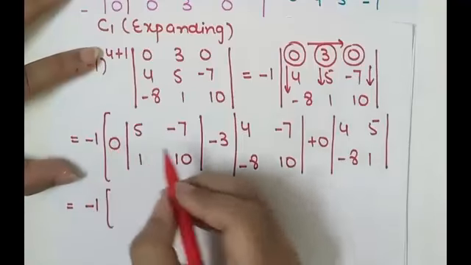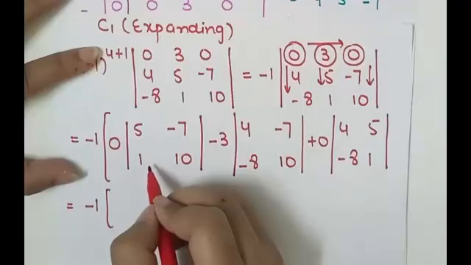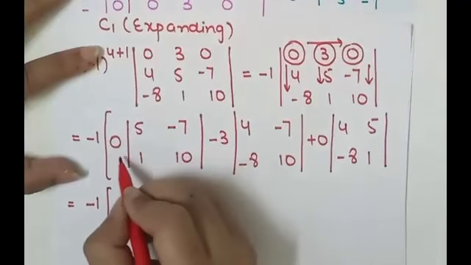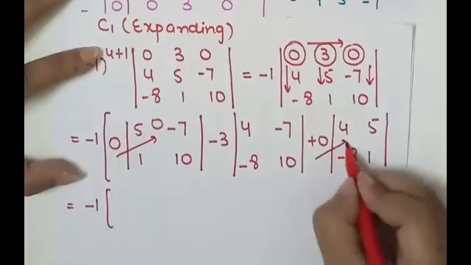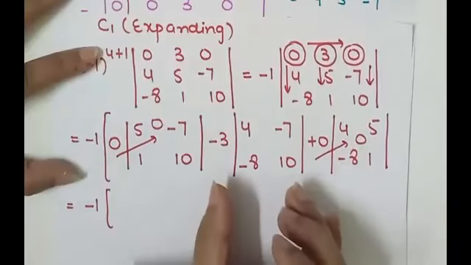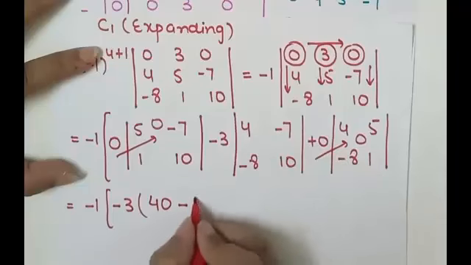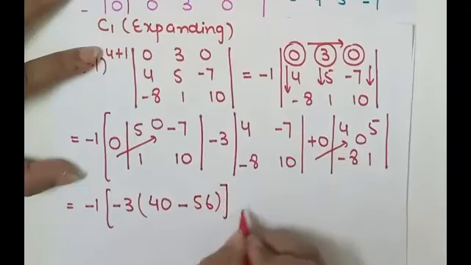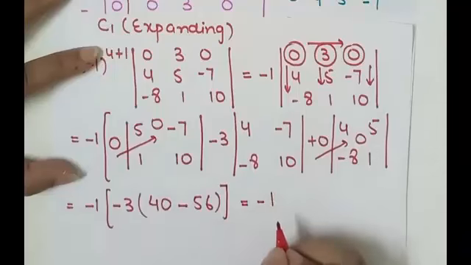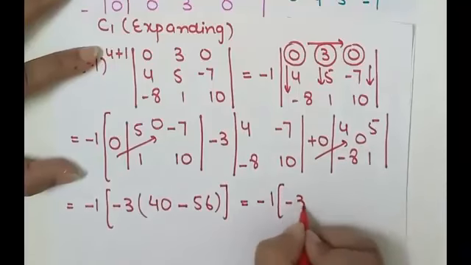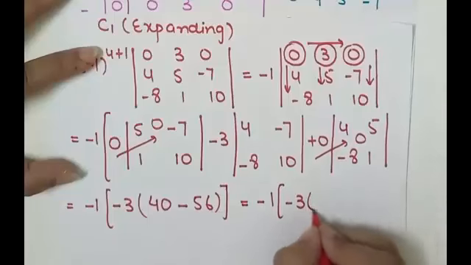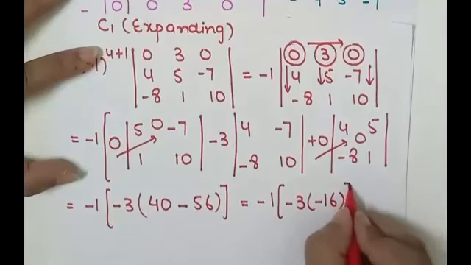Now since this is 0, when we take the determinant of 2 cross 2 order, this product will ultimately be 0. Similar is the case here. Now we will calculate just this term. So this is -3. Now 4 10 times is 40, minus 7 8 times is 56, and minus minus is plus, which is equal to -1 into -3 times 40 minus 56, which is equal to -16.